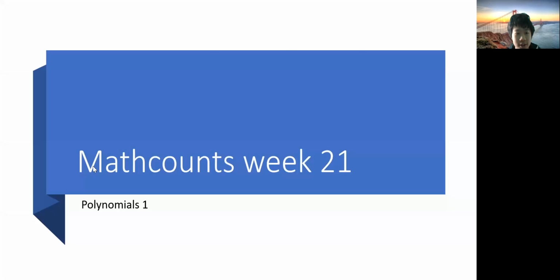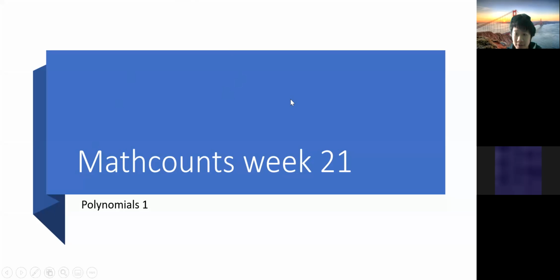This week we're going to start doing polynomials, part 1 of 2. Next week we'll do more advanced polynomials, more like competition polynomials. This week is more of what you would normally learn in Algebra 2. So today is a foundation for next week. Today is more the basis, the background, all that kind of stuff.